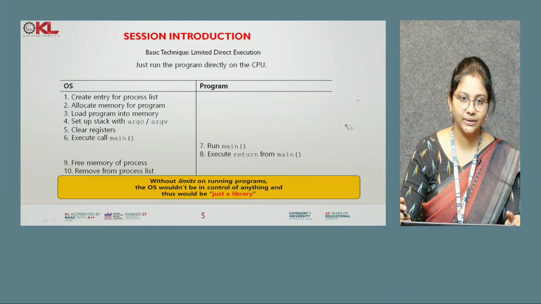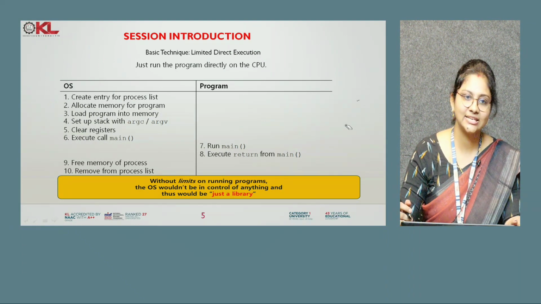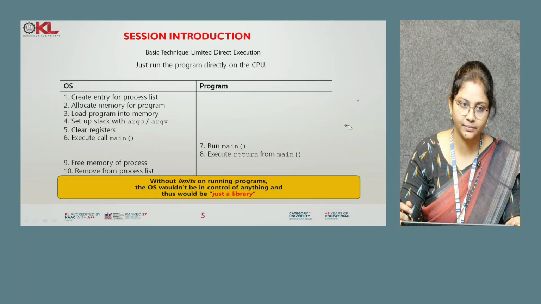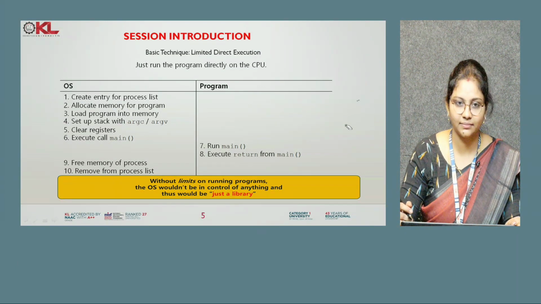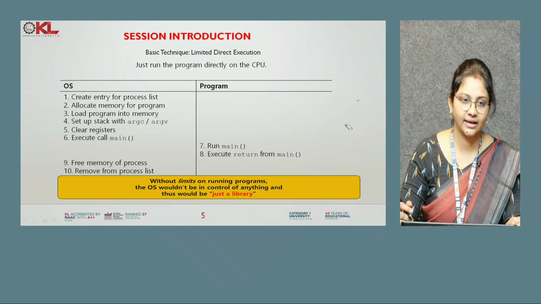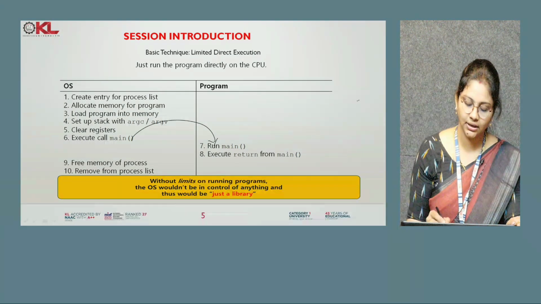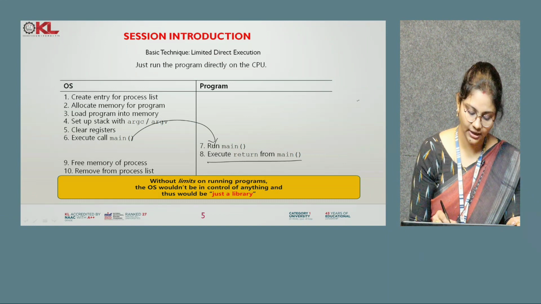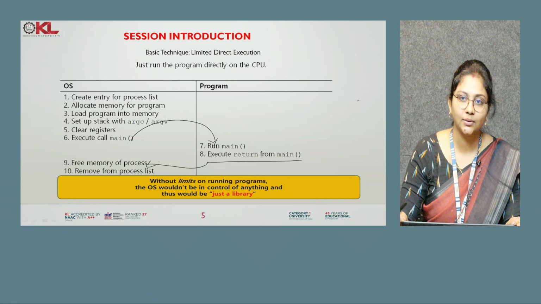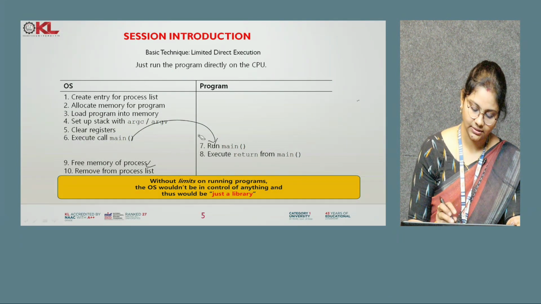Now see here how it is executing. Now the operating system will create a process list and allocate memory for each and every program, and first load the program into memory and set up the stack with arguments, that may be local arguments or global arguments, and after that clear the register and execute call main program. Once the main program is called, it will jump to main and execute return from main, and then again free the process memory, whatever memory is allocated to that particular process, free that memory and remove the process from the process list.